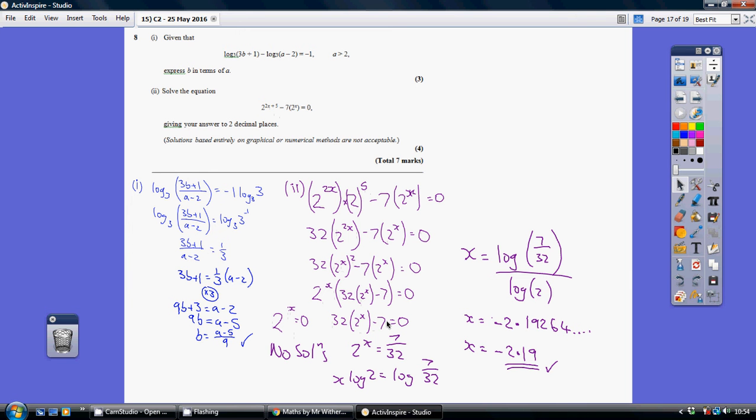So adding 7 to both sides and dividing by 32, we're left with 2 to the power of x equals 7 over 32. And then if we log both sides and then using the power law take the x downstairs, we've got x times log 2 equals log 7 over 32. Dividing by log 2, we get x equaling this. Popping that into our calculator, we get x equaling this. And then to 2 decimal places, our answer is minus 2.19.